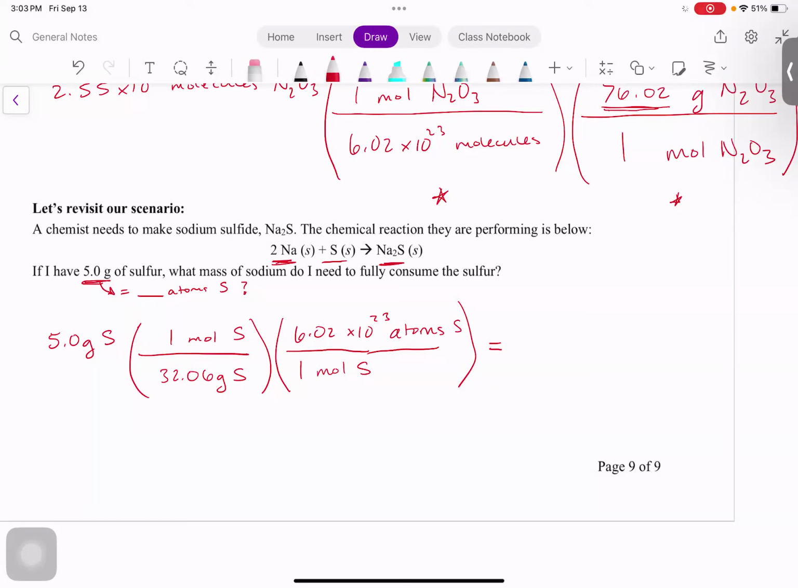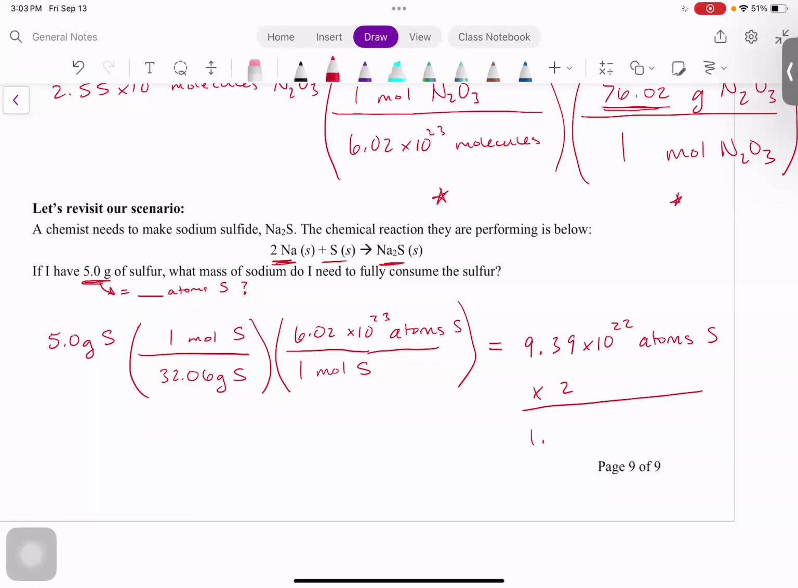So 5 divided by 32.06 times 6.02 times 10 to the 23rd, and I get 9.39 times 10 to the 22nd atoms of sulfur. So that's how many atoms of sulfur that I have. I am going to multiply this times 2.